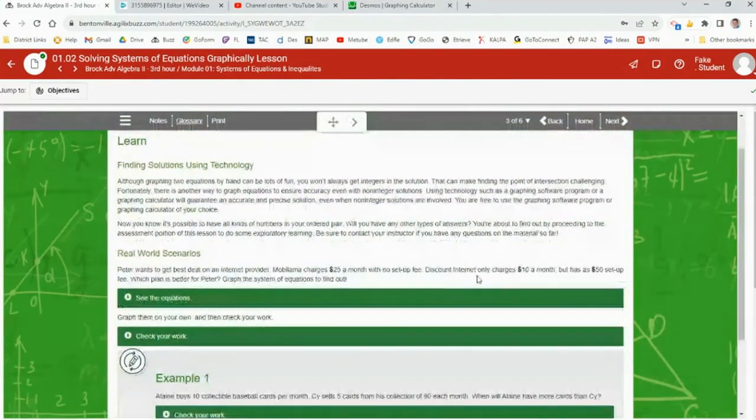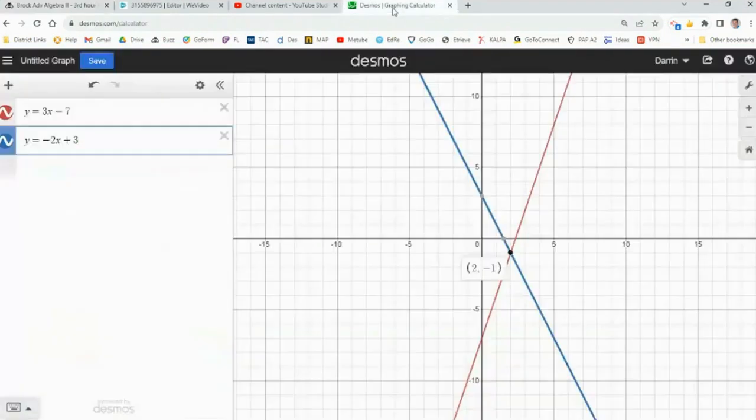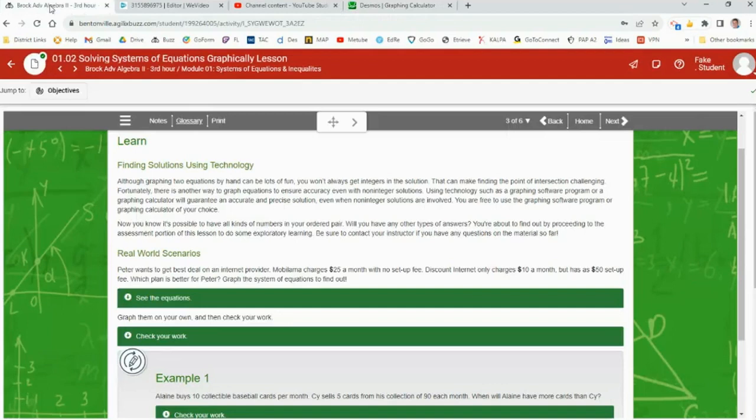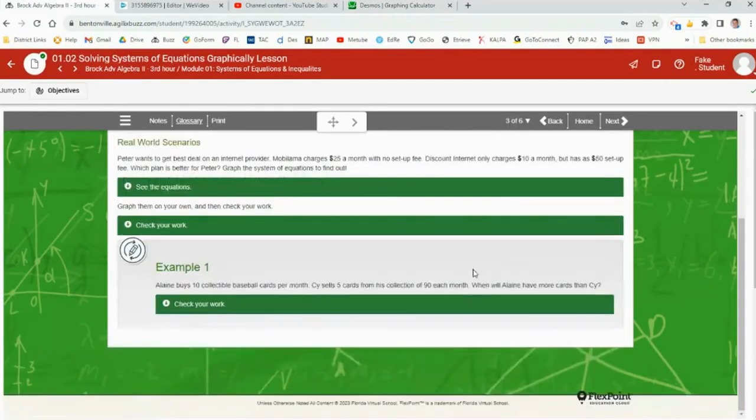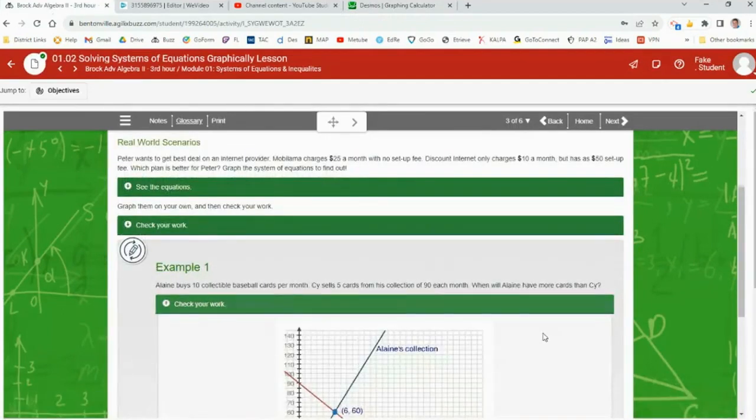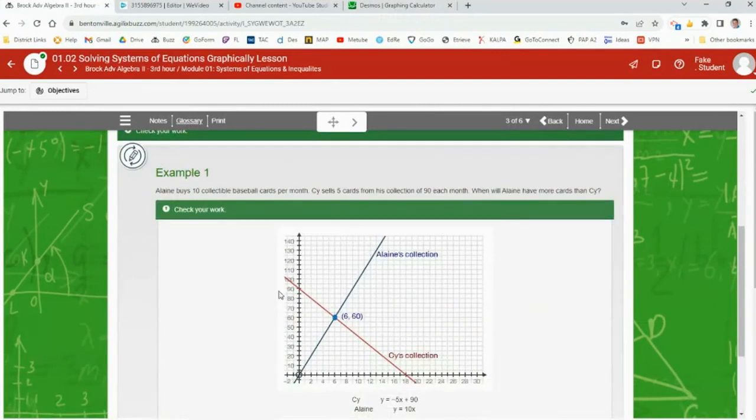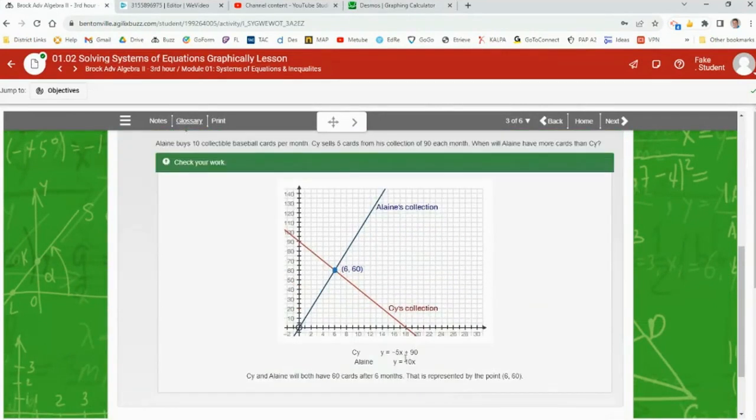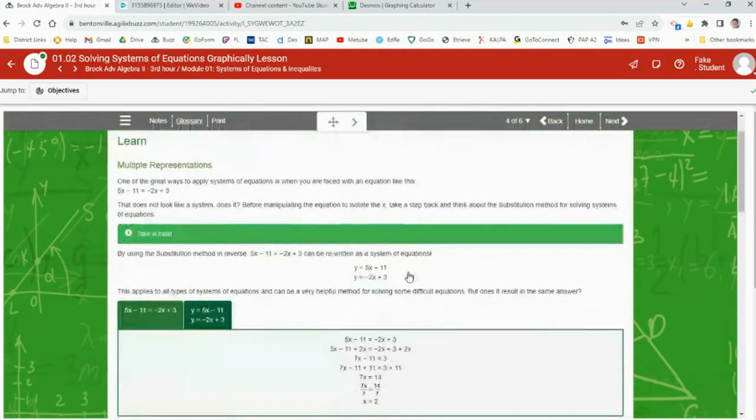Finding solutions using technology. Yeah, that's what we're doing with this Desmos graphing calculator. Check your work. Just graph it. Write the equation, graph it, and we don't have to do the elimination or substitution. Just graph the equations. So write the equations, and then it gives you the answer. Page 4 would be the last page.